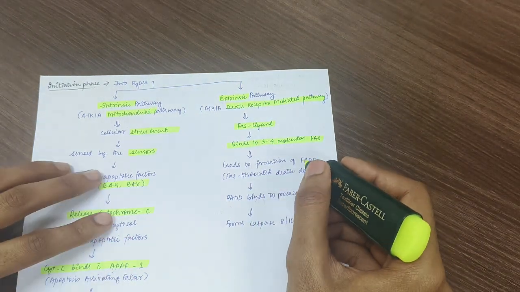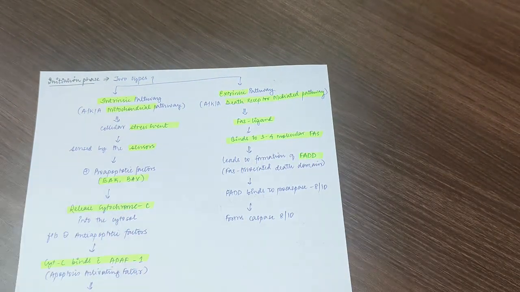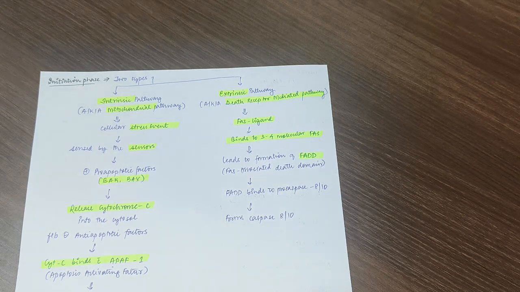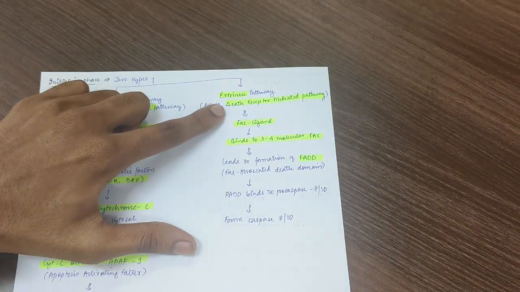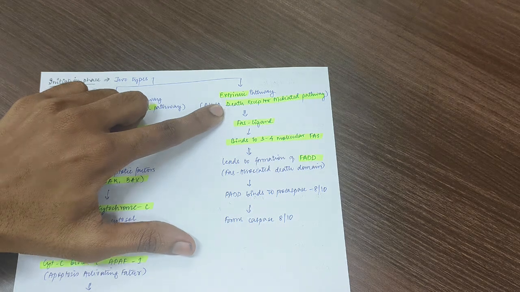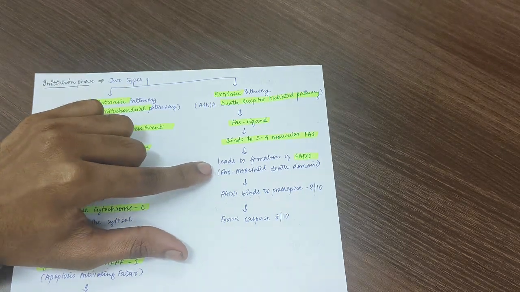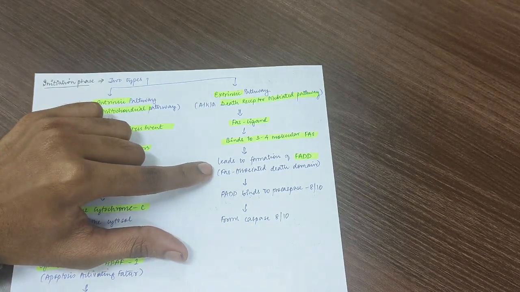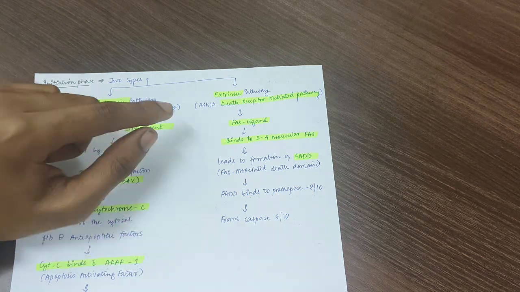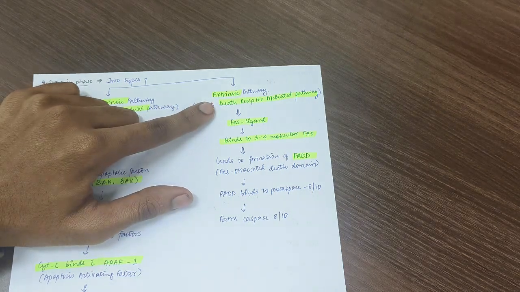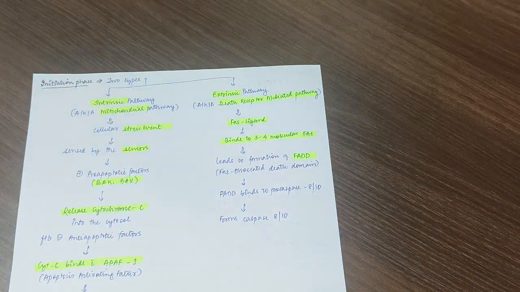After this formation is occurring, there is something called FADD occurrence. What is FADD? That is Fas-associated death domain. That's why it's called the death receptor mediated pathway. Remember, because of the formation of the FADD complex, Fas-associated death domain, it is called the death receptor mediated pathway. Once this FADD is formed, what does it do?